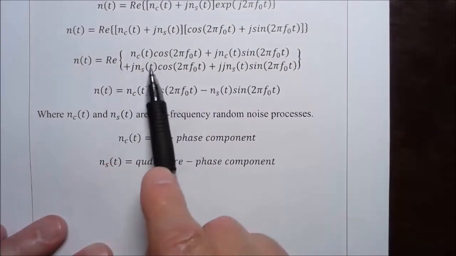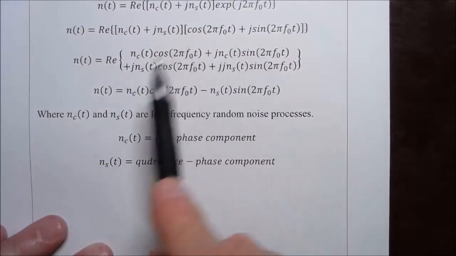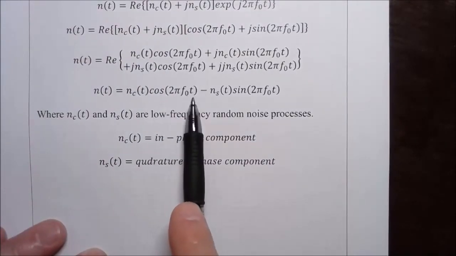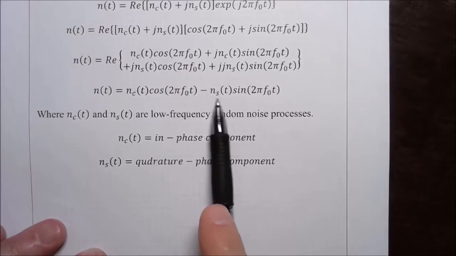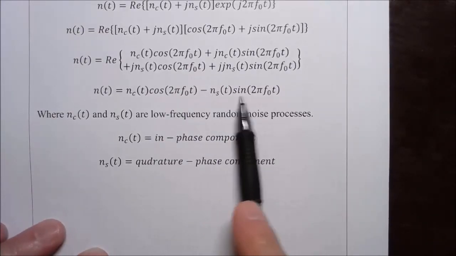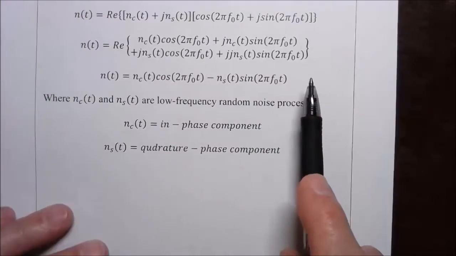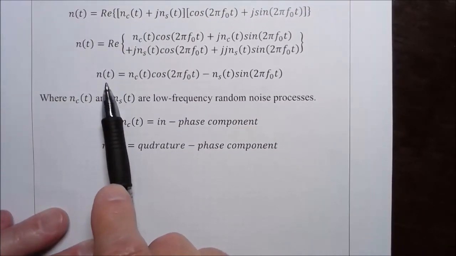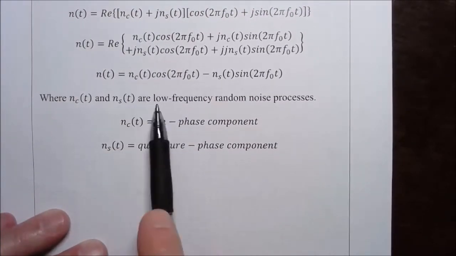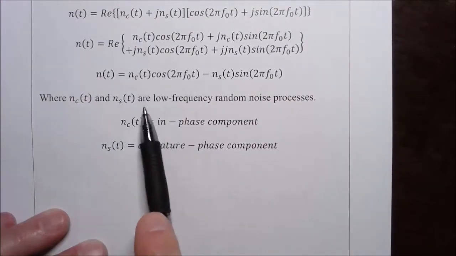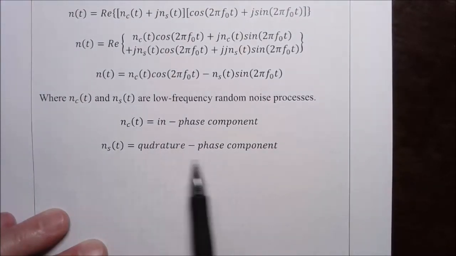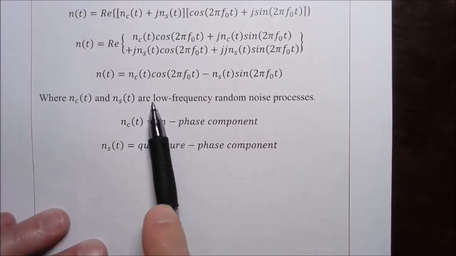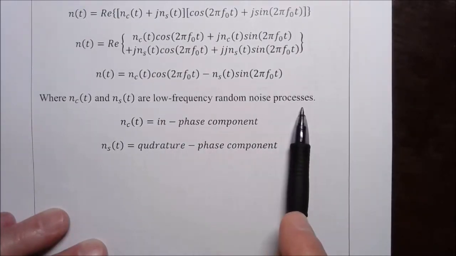We're taking the real part, so the two imaginary terms we can scratch out, and we're left with nc of t times cosine 2 pi f naught t minus ns of t times sine of 2 pi f naught t. And this is the model for the narrowband noise. NC, the in-phase component, and NS, the quadrature phase component, are slowly, relatively low-frequency random noise processes.